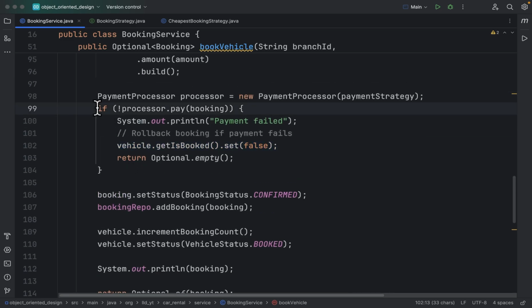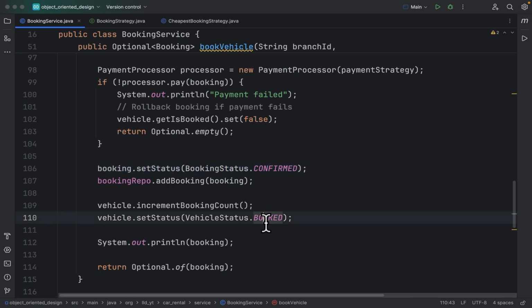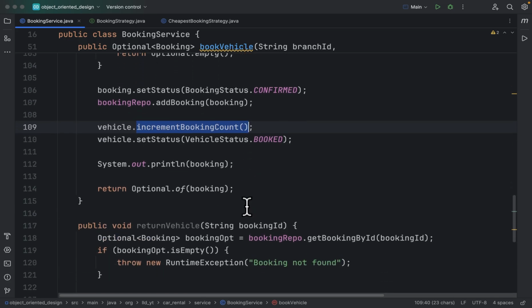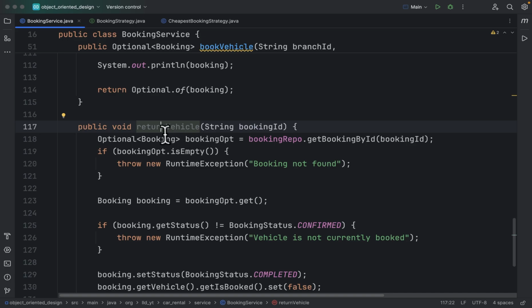Okay. But if the payment is successful, in that case, I will change the booking status to confirmed, and I will also change the vehicle status to booked, and I will increment the booking count of that vehicle. Okay. So this was the book vehicle function. So now let's see the return vehicle function.